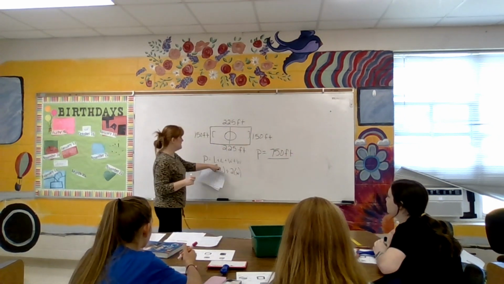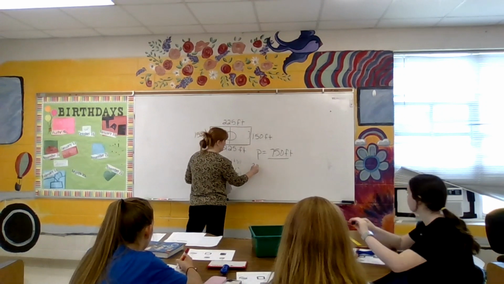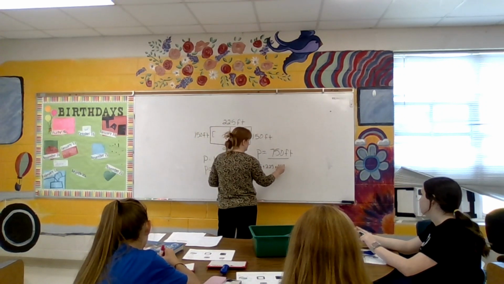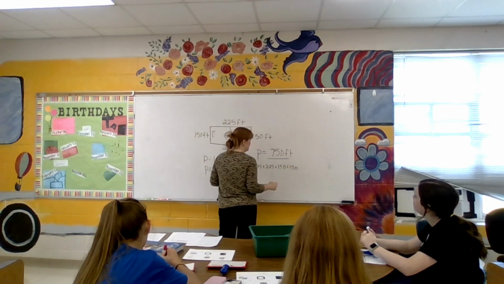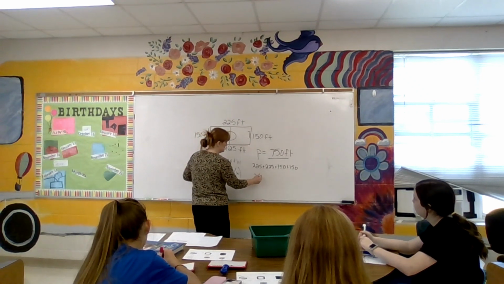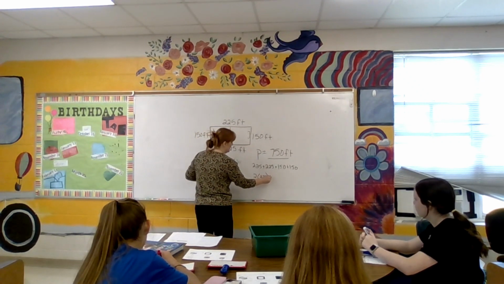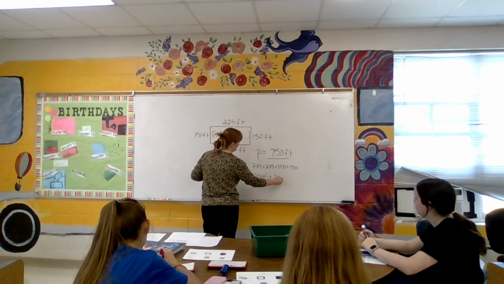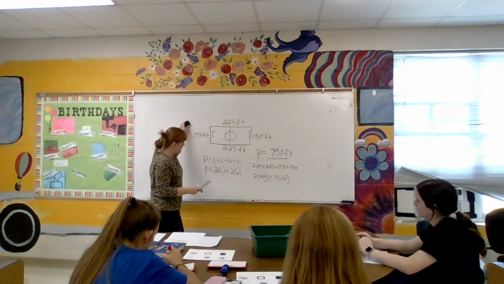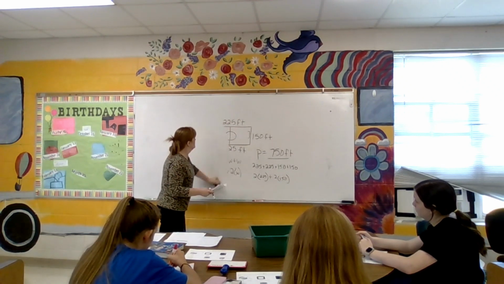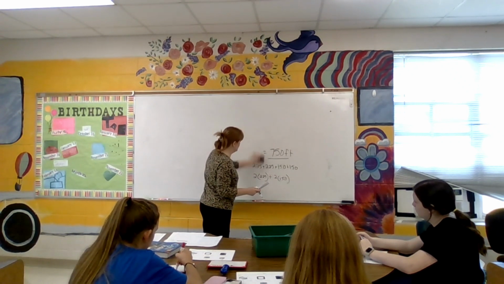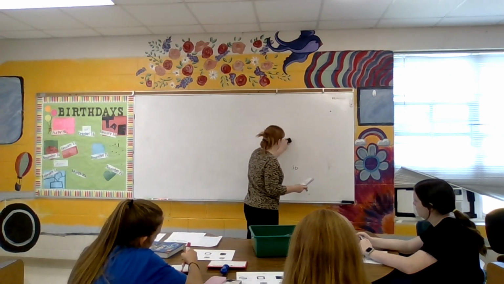Okay? If I use this, I'm just going to say 225 plus 225 plus 150 plus 150, and that's going to give us the 750. Or we can say 2 times 225 plus 2 times 150. Okay, and both times we're going to get 750 feet. All right, so we know we have a rectangle that we're going to be able to use either formula, right? Either one.